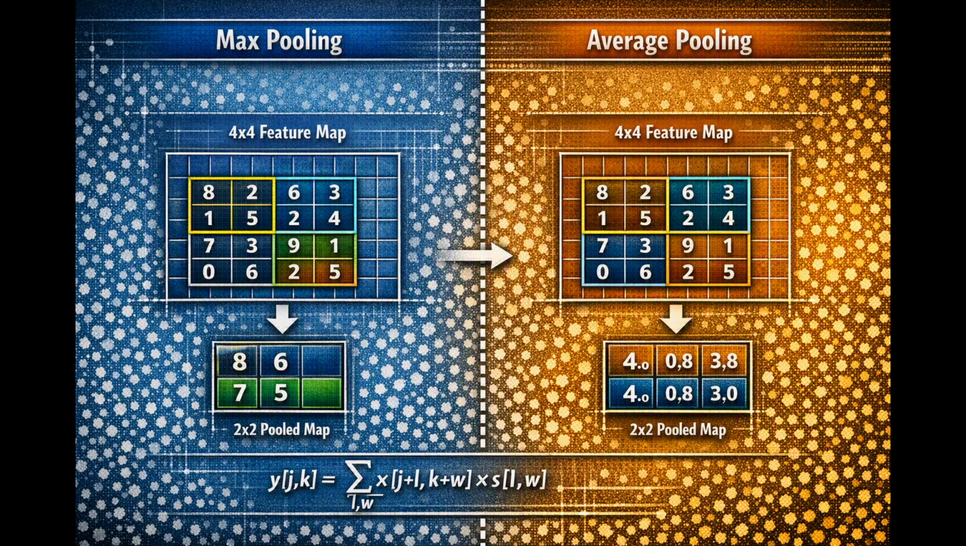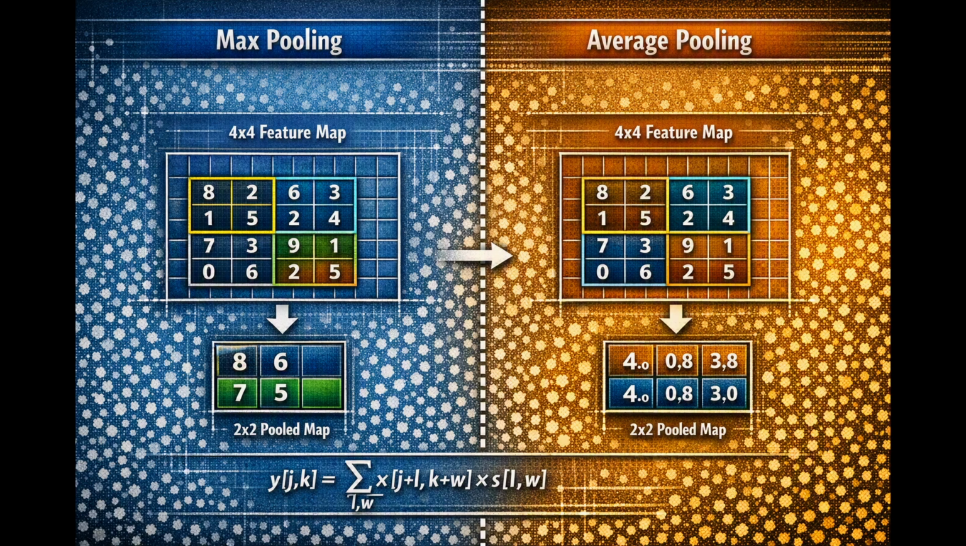One might learn to detect vertical edges, another horizontal edges, another particular textures or curves. As you stack more convolutional layers deeper into the network, the patterns being detected become increasingly abstract, starting from simple edges near the beginning of the network and building up to complex shapes and object parts deeper in.